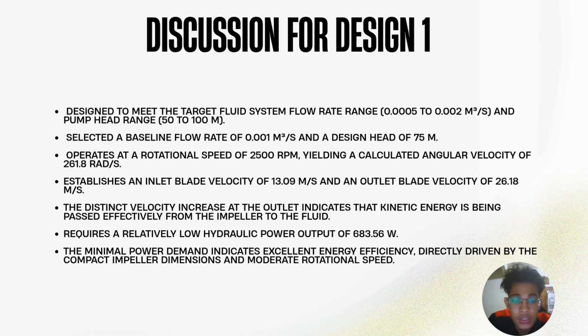So for design 1, it meets the project requirement, which is that the pump flow must be between 0.005 meter cube per second and 0.002 meter cube per second. And also the pumping head is equal to 69 meter, which is still in the range of the project requirement.